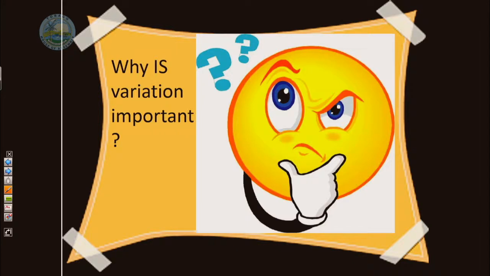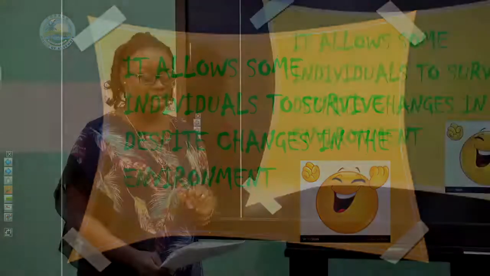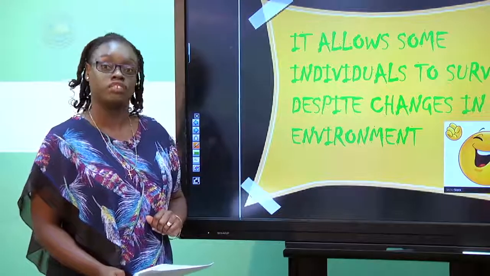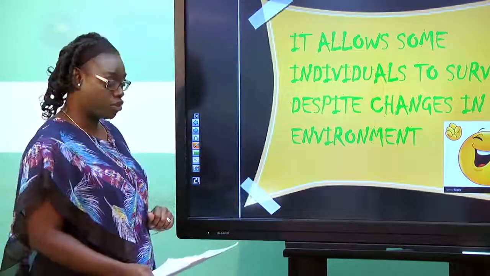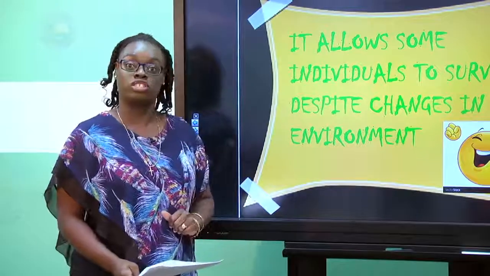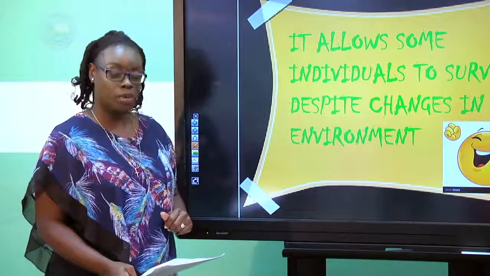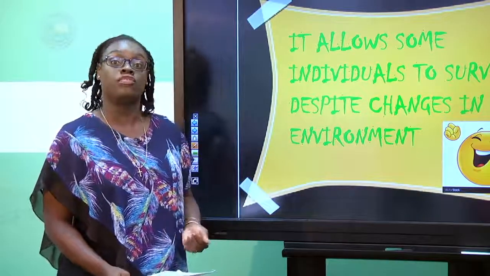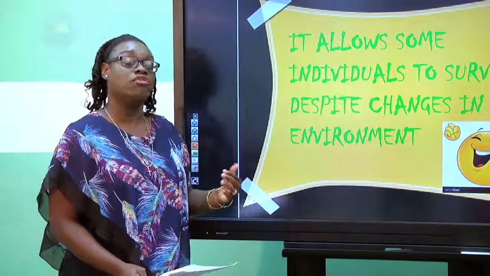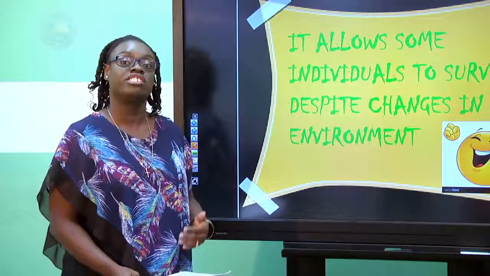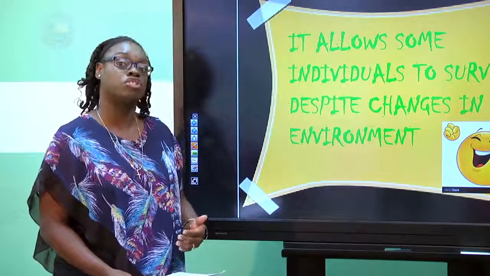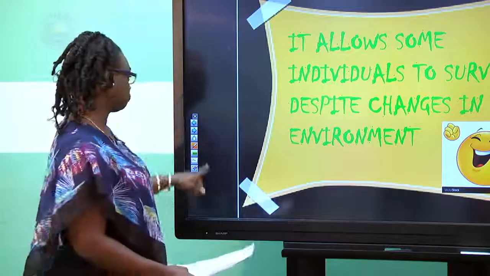So why is variation important? Variation increases your chances of survival and reproductive success should there be any changes in the environment. For example, should the temperature of the water change? Should there be global warming? Should there be an introduction of a virus? Once you have a variation or variance in a particular species, then the chances of survival and therefore the ability to procreate increases.